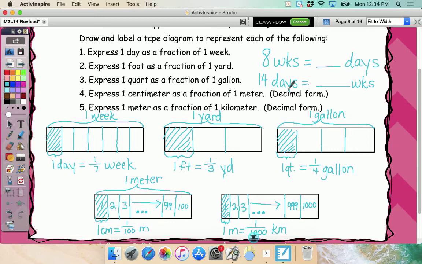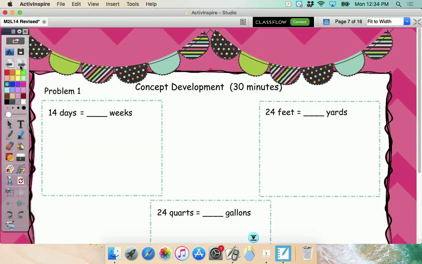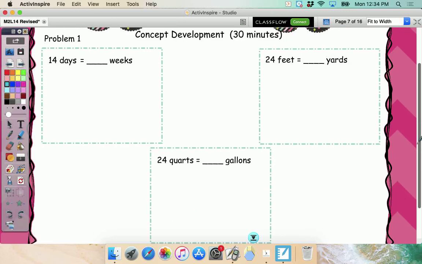Now, we're going to come back to this in just a minute, but let's take a look at problem number 1. So, 14 days equals blank weeks. Let's use the same strategy. I know that you already know the answer to this, don't you? Mm-hmm. What's the answer? 2. Okay, so we're going to just deal with the strategy here.